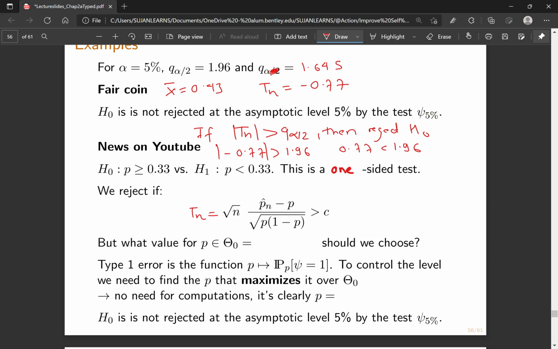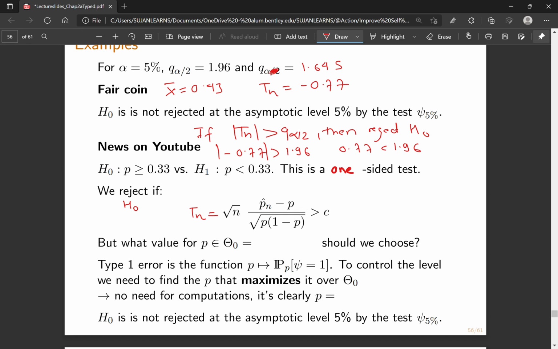And we'll reject the null hypothesis if this is true: if square root of n (Pn minus P) over square root of P(1 minus P) is greater than some C, and we'll decide on what the value of C is later.